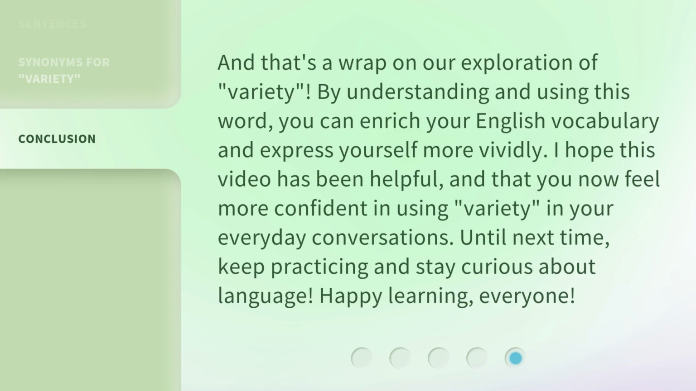And that's a wrap on our exploration of variety. By understanding and using this word, you can enrich your English vocabulary and express yourself more vividly.